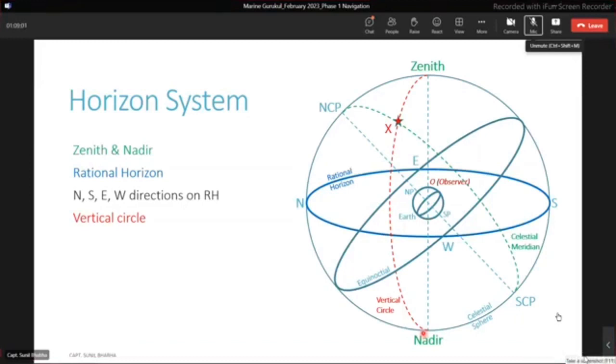So in this particular case, when we have a celestial body, that is this red color star X, the vertical circle passing through this body is this red color semi-great circle. So vertical circles, I'm repeating once again, are semi-great circles passing through the zenith and the nadir of the observer. And for our reference, we are interested in the vertical circle which is passing from the celestial body, which we are using for observation or sight taking.